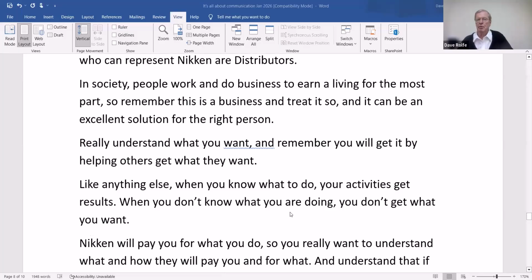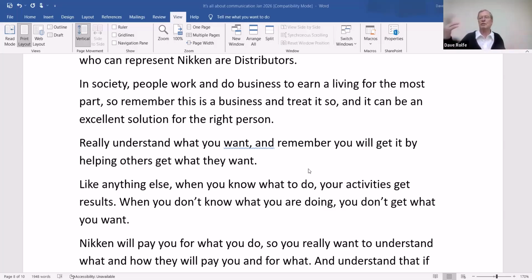In society, people work and do business to earn a living for the most part. I mean, this is really important. For the most part, people work because they need to make a living to put food on the table, put a roof over their head, take care of their family. There are hundreds of millions of those people in our marketplace. No shortage. The easiest way, though, is warm market. So remember, this is a business and treat it as such. And it can be an excellent solution for the right person. Not everybody's suited for this business.